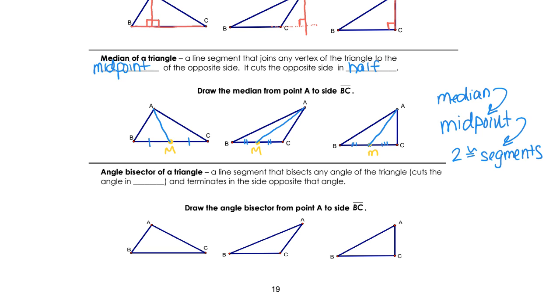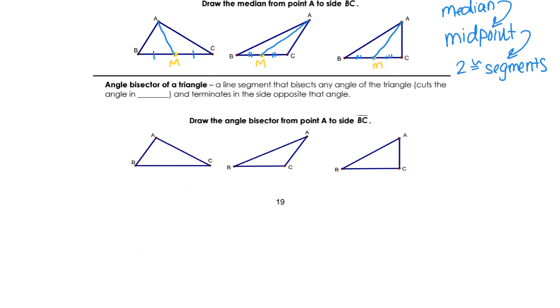All good stuff. Okay. All right, last one. We've talked about this one before, so this should be nothing new to you. This is an angle bisector. So it cuts the angle in half, giving you two equal angles. It says a line segment that bisects any angle of the triangle. It cuts the angle in half and terminates in the side opposite of that angle. So it says draw the angle bisector from point A to side BC.